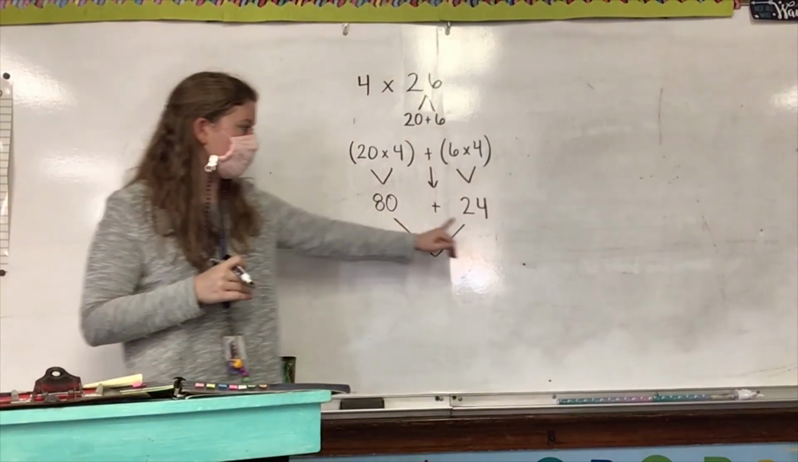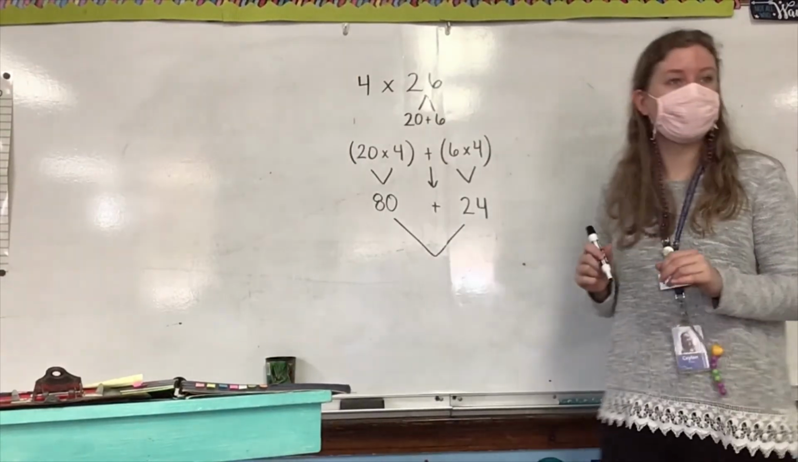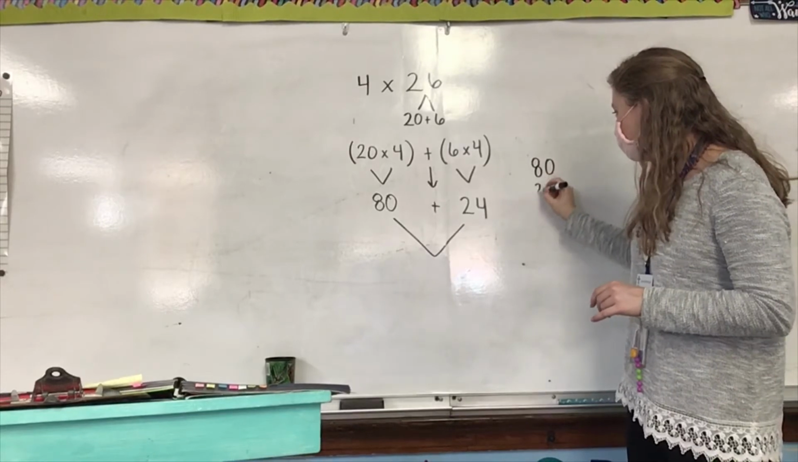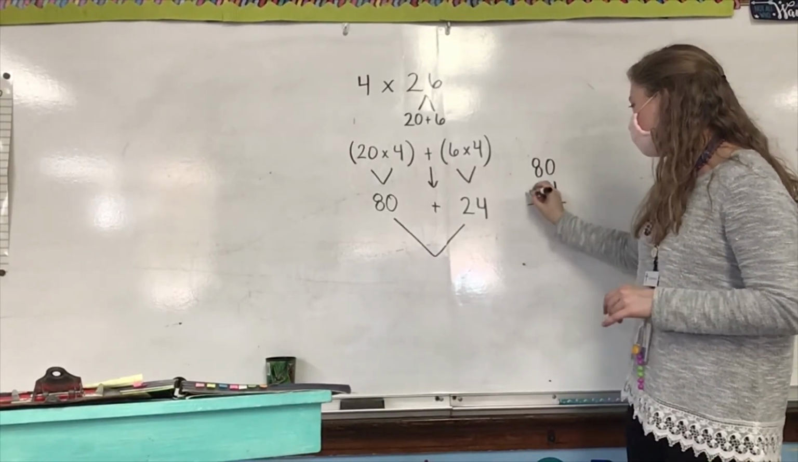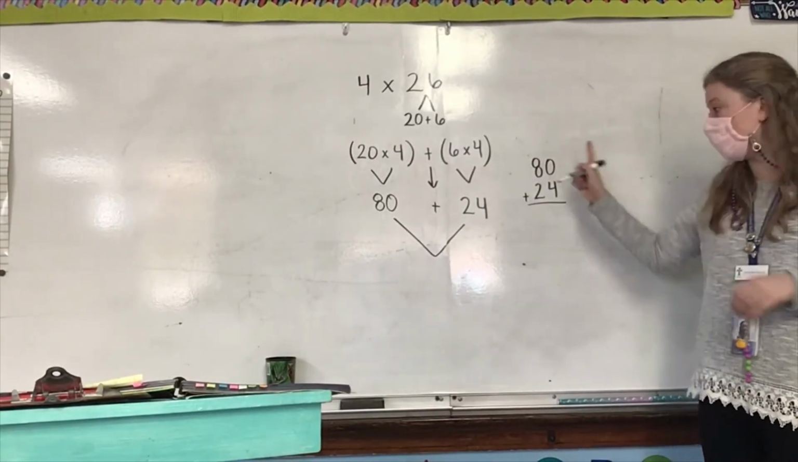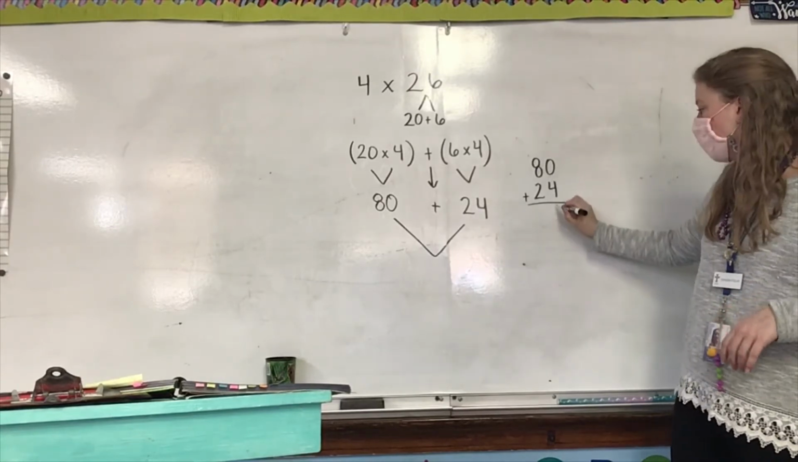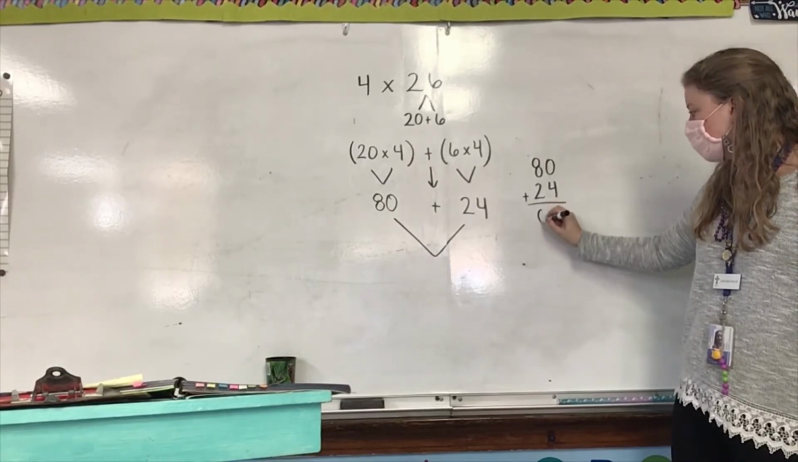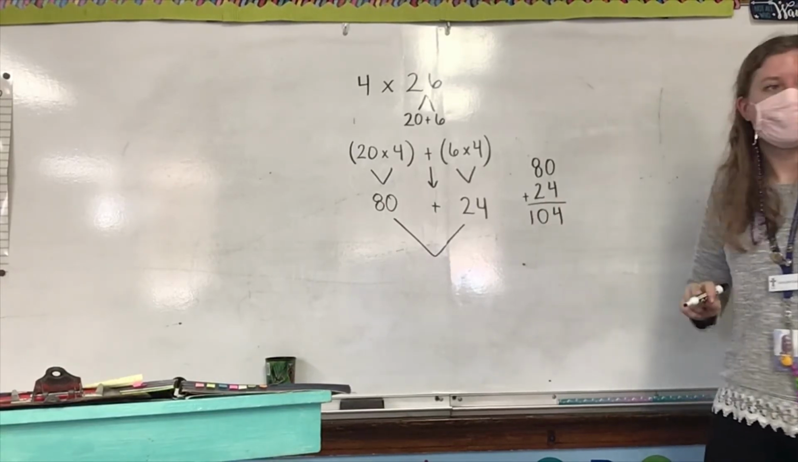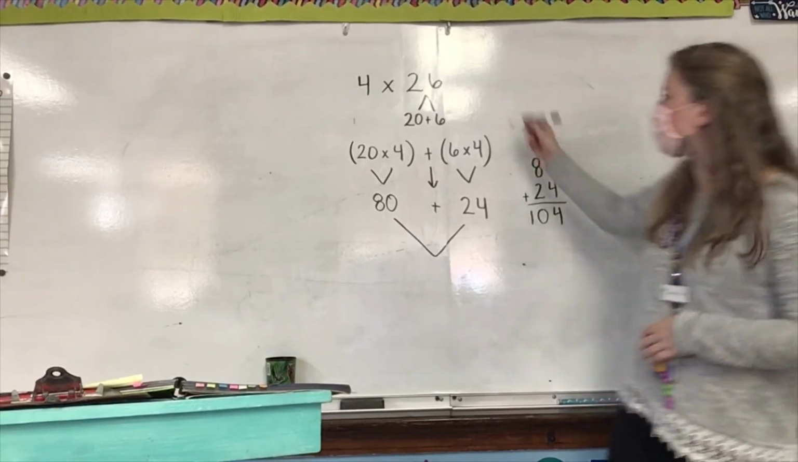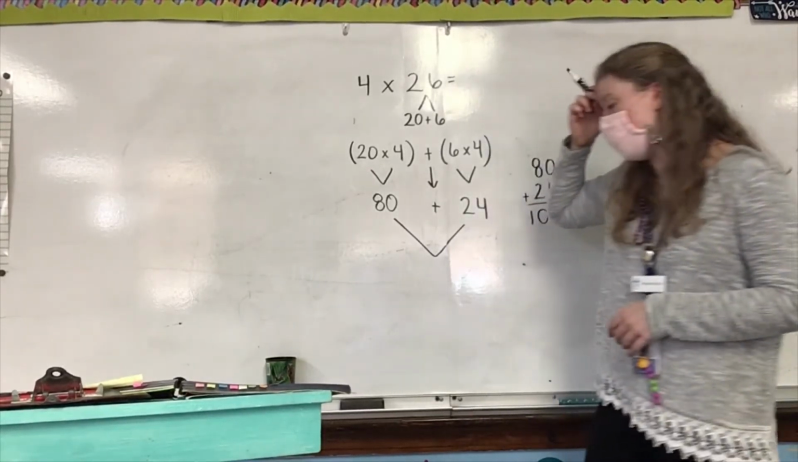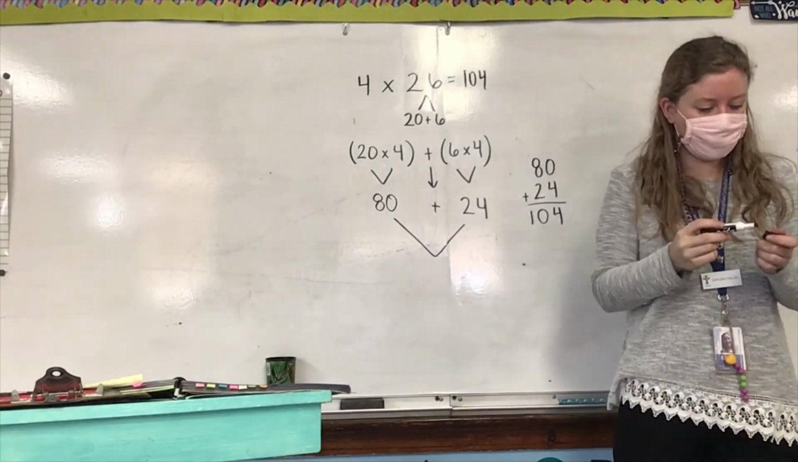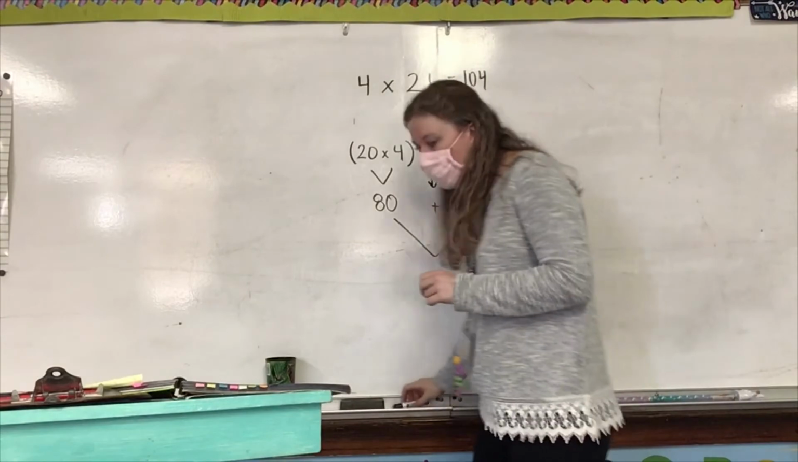So what should I do with these two numbers since I'm going to have to regroup? We're going to add them up and down. So we're going to write them to the side, up and down. If you did not do this, do it with your red pen. And now we can add it easily. 0 plus 4, 8 plus 2, 10. So we have to regroup to the hundreds place. So, class, 4 times 26 equals what? 104. Make sure you have exactly that on your homework. And then I'm going to come around and collect it.